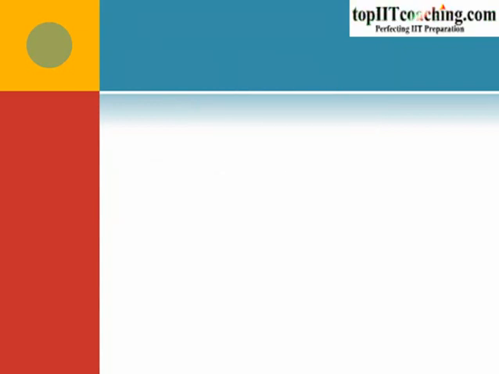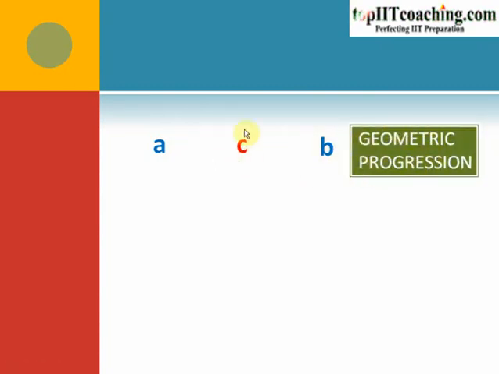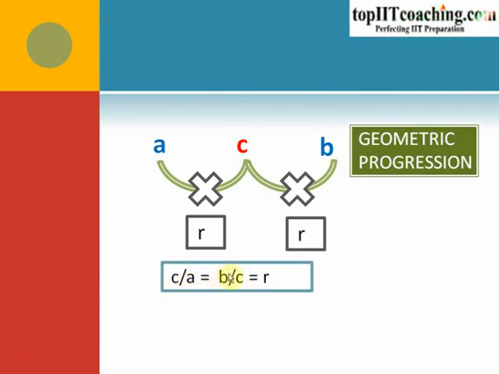So once again let's try to understand this. Let us say that the two numbers are a and b, and we place a third number c between a and b such that the three numbers are in geometric progression. As c is the geometric mean, therefore these three numbers from the definition should form a geometric progression. Now as these three numbers are in GP, therefore a into r should be equal to c, or c by a should be equal to r. Similarly, c into r should be equal to b. We multiply c by r to get b. Thus we can write c by a is equal to b by c is equal to r. Here r is the common ratio.